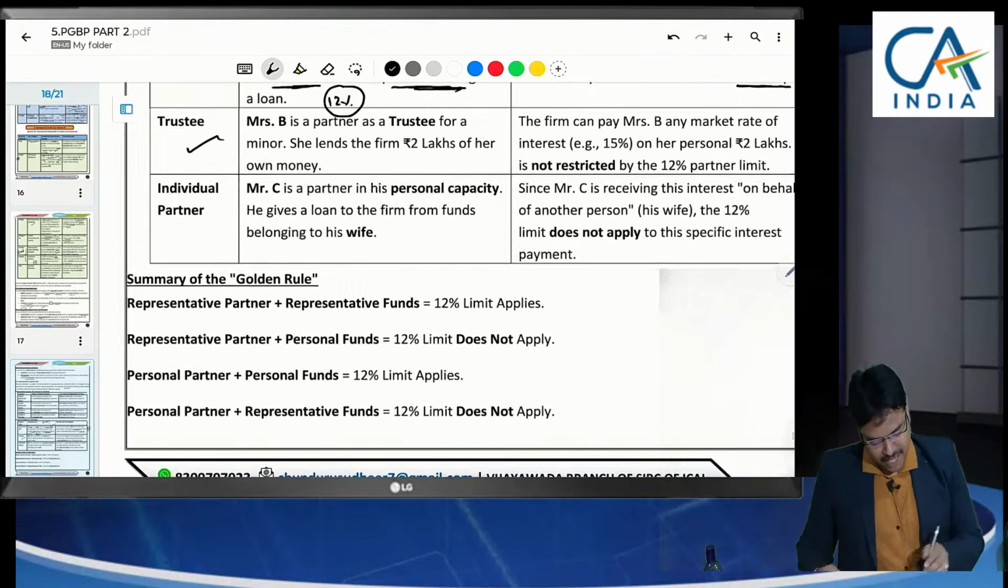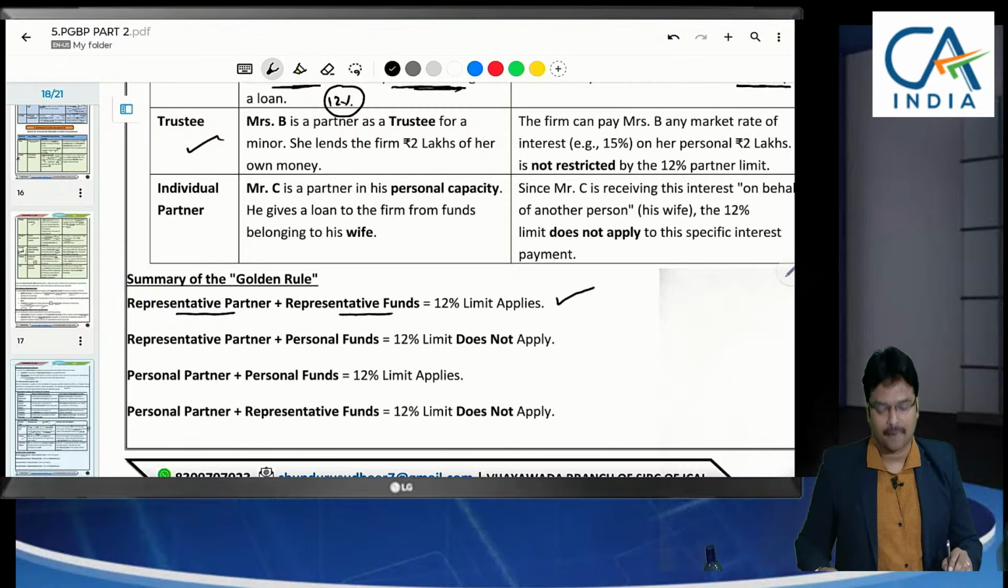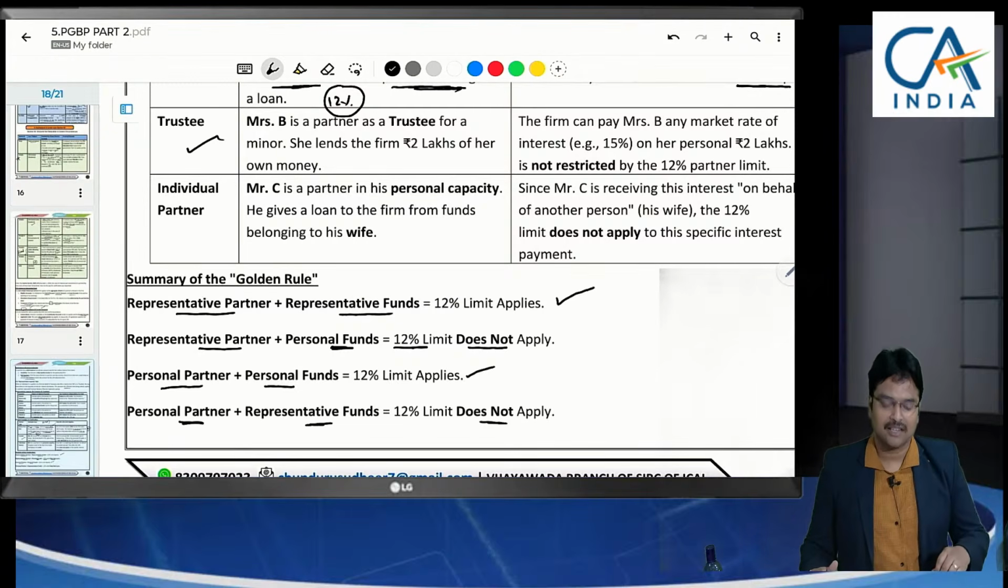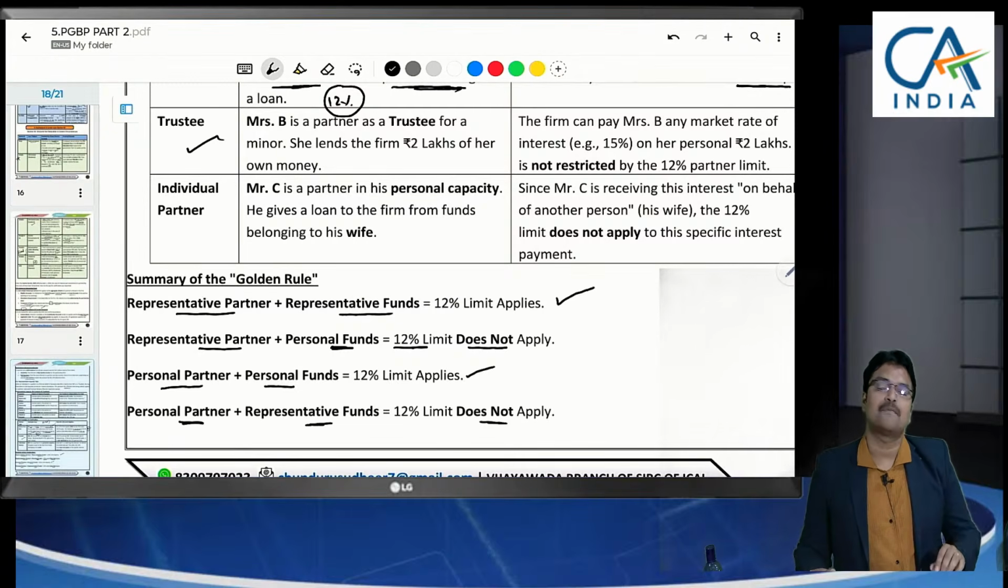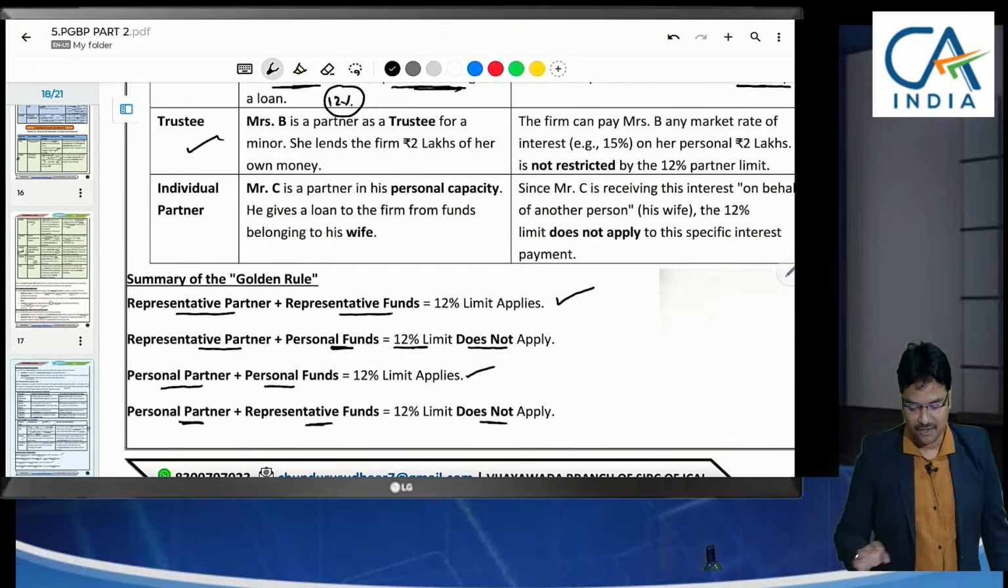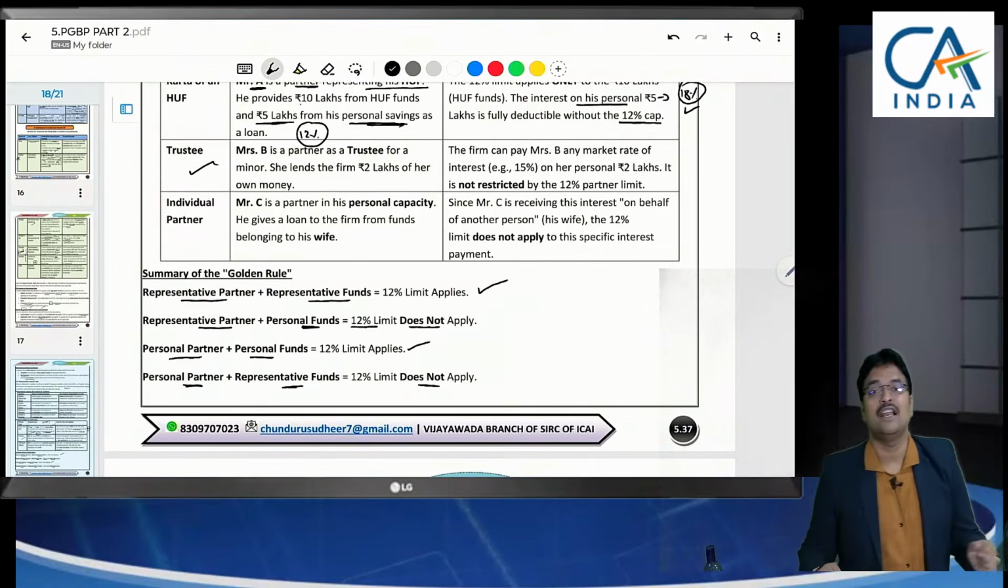Here, if you see, representative partner, funds also representative, then the limit will apply. Representative partner, but funds introduced personally, then for personal funds, this 12% limit will not apply. Personal partner, personal funds, yes, the limit applies. Personal partner, funds are representative, the limit does not apply. Am I clear, sir? Whoever is the partner, that person only is going to introduce loans or capital; for that only the limit of 12% will apply. If it was done in different capacities, then the limits will not apply.